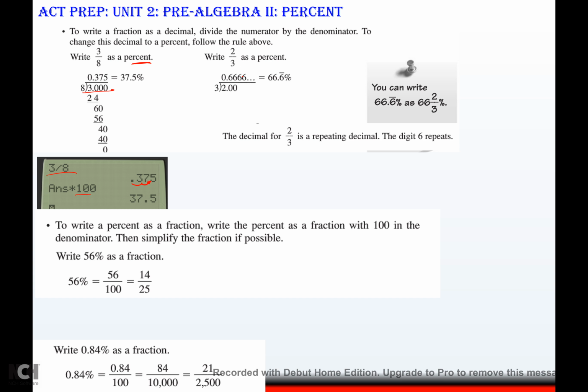2/3 is 2 divided by 3, and then it's 0.6 repeating. 2 places over would make it 66 and 0.6 repeating percent.